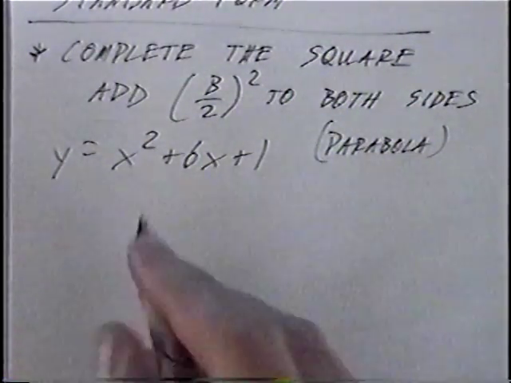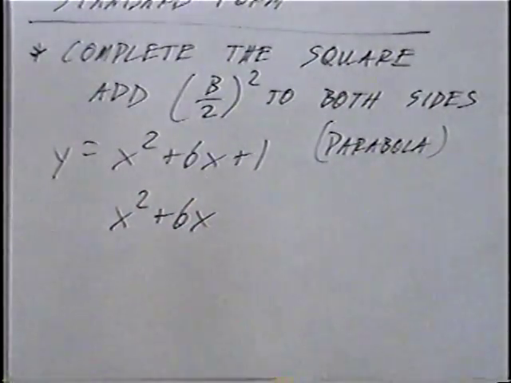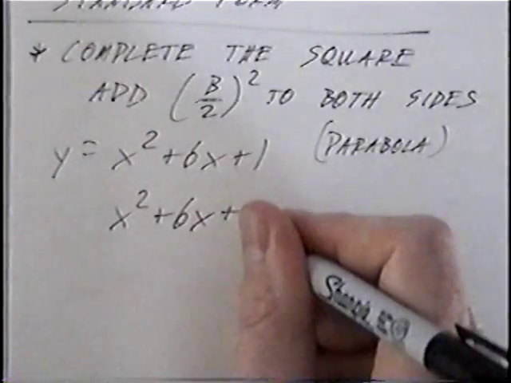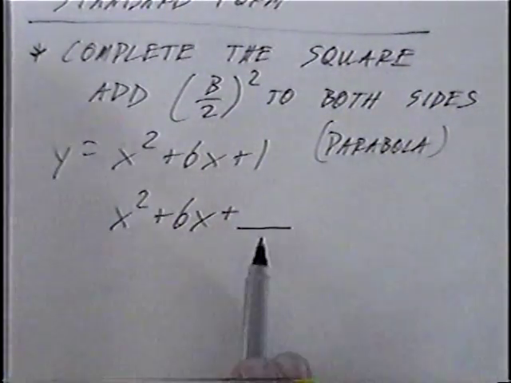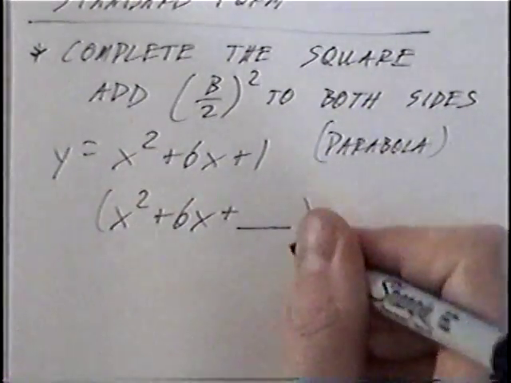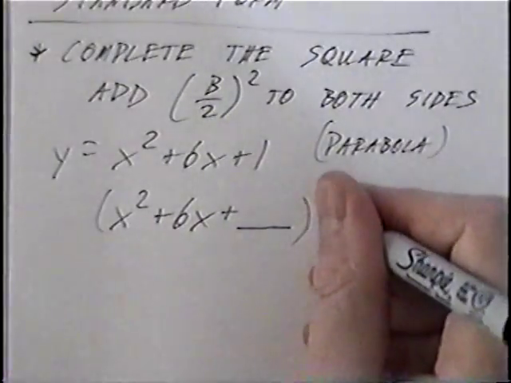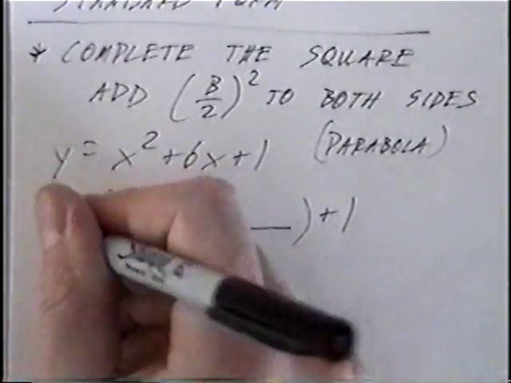To complete the square, we'll bring down the x squared plus 6x, and to factor this, we'll have to add a number to make it a perfect square trinomial that we can factor, and that number will be b over 2 squared. The plus 1 we have above will come down, and the y will come down also.